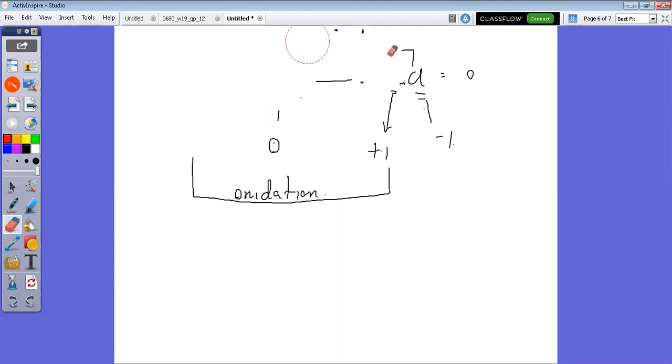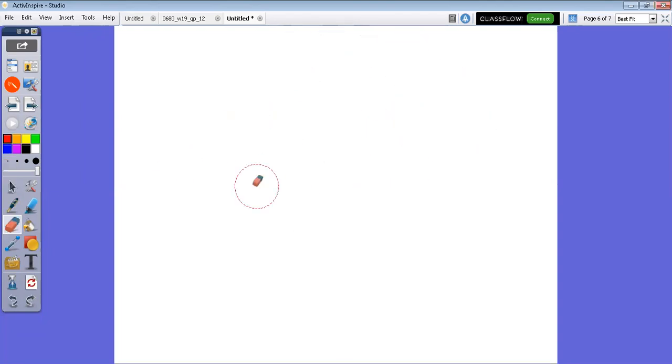Let's look at another example. You need to understand those rules that I gave you. Now let's look at magnesium burning in oxygen, forming magnesium oxide, the same as we looked at. Are we together? Guys, can you pay attention? Now, what's the oxidation state of this magnesium?